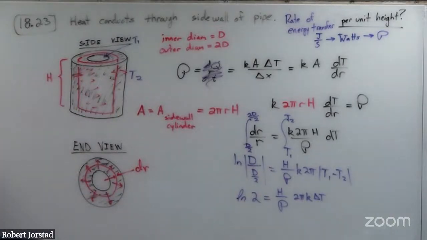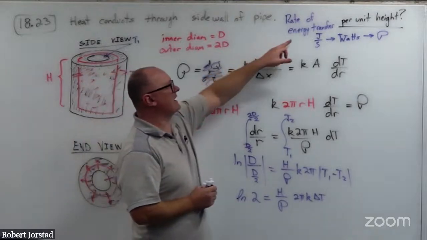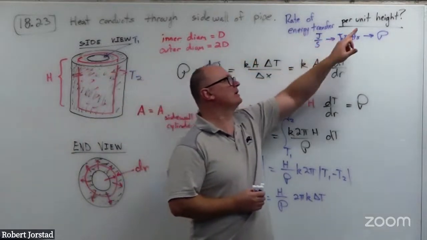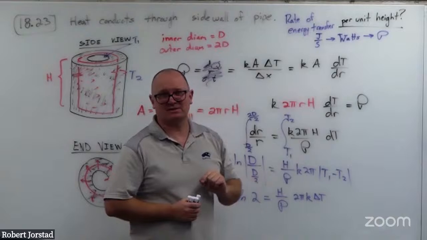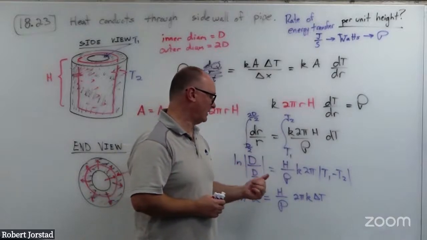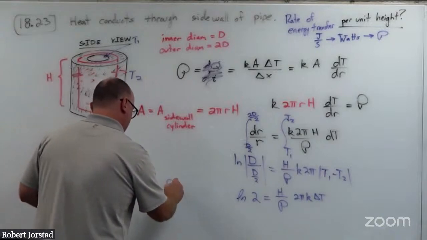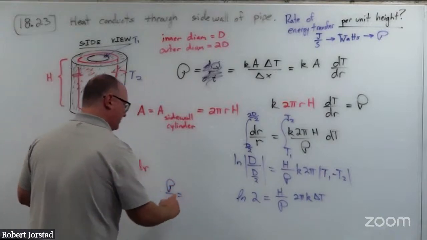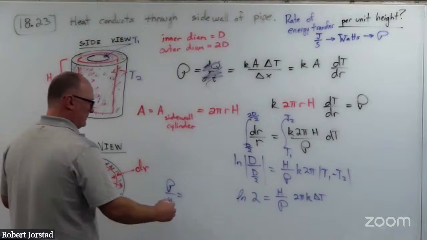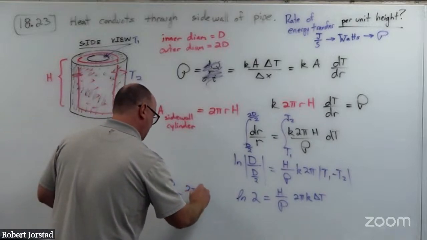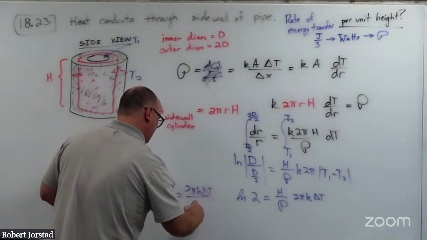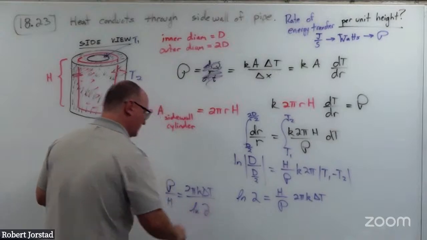Then I should reread. What are we trying to find? The rate of energy transfer per unit height. So I'm looking for power over h, and you're solving for this. Out of all that, what do I get? Power over h is equal to 2 pi k delta T over the natural logarithm of 2.